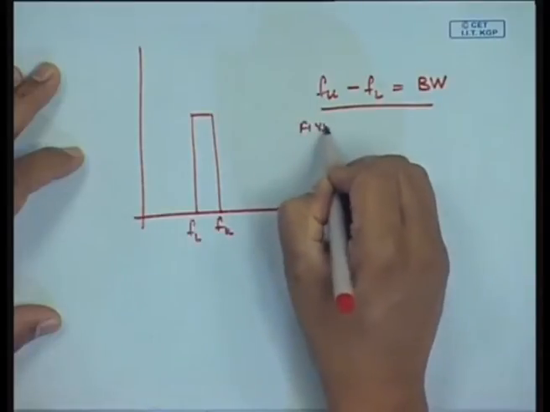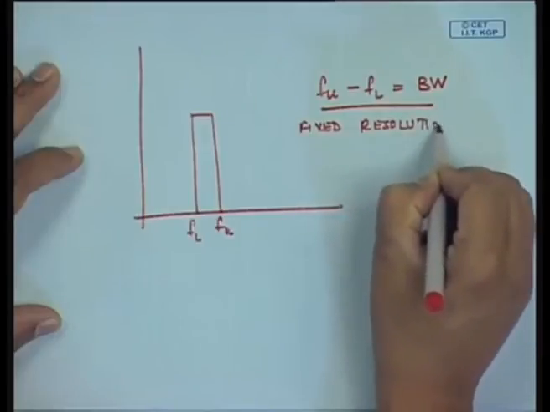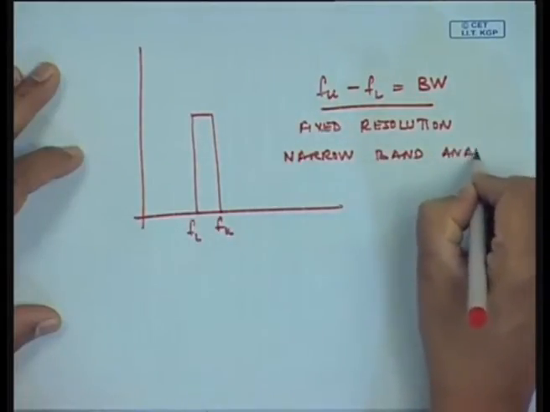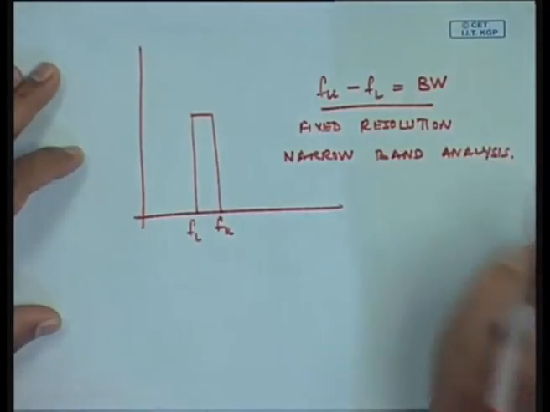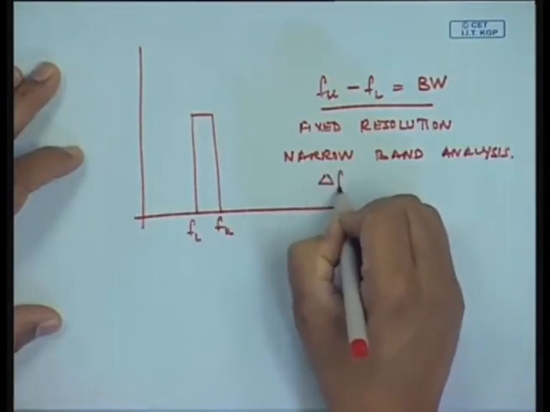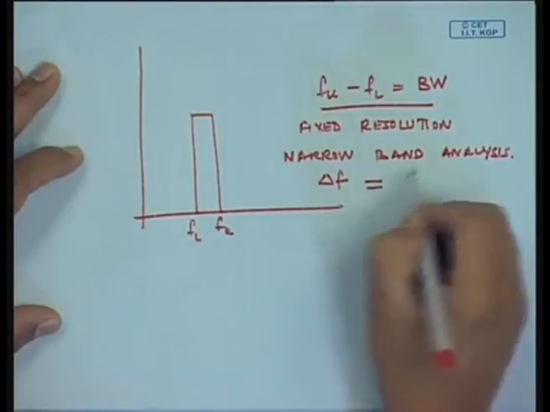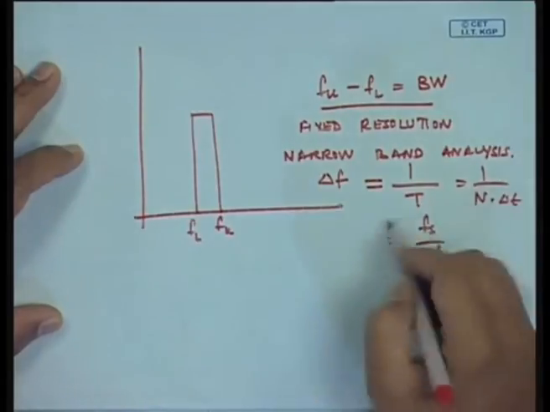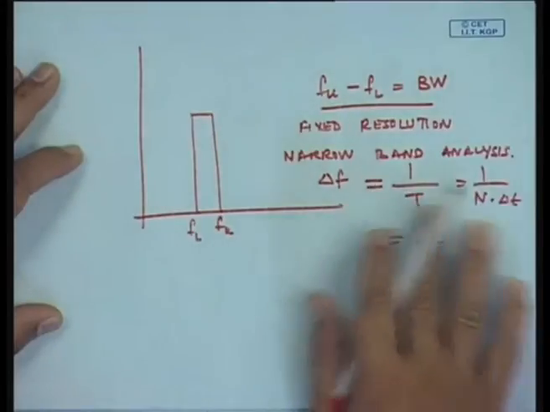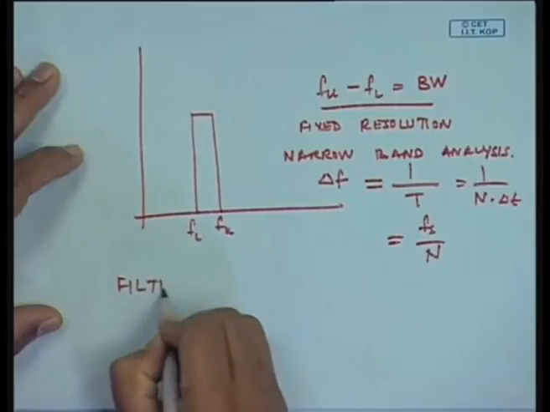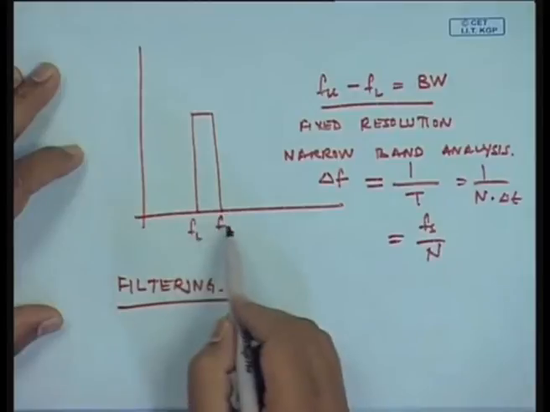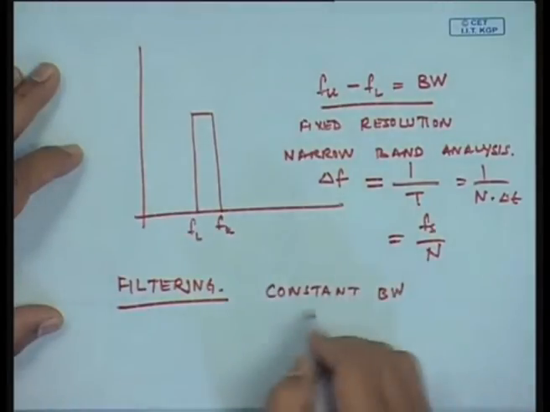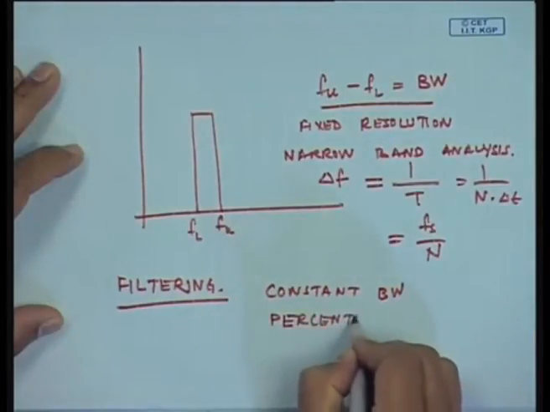In the fixed resolution case, like we do in the narrow band analysis, what happens is we specify delta f. How do you specify? It is 1 by T, it is 1 by N delta t, it is equal to fs by N, and that is fixed when we do the narrow band FFT analysis. But if FFT analysis was not done, but I am doing a frequency domain analysis by filtering, I can set filters of different bandwidth, I can set filters of constant bandwidth, or another filter is percentage bandwidth.